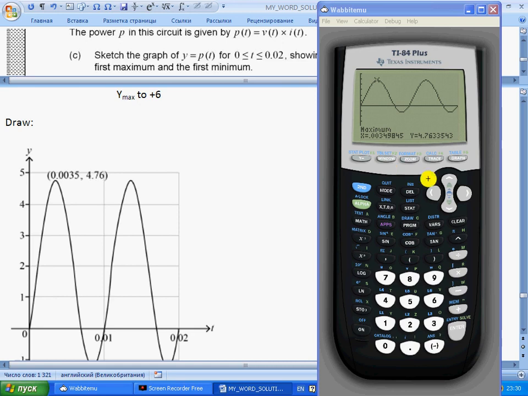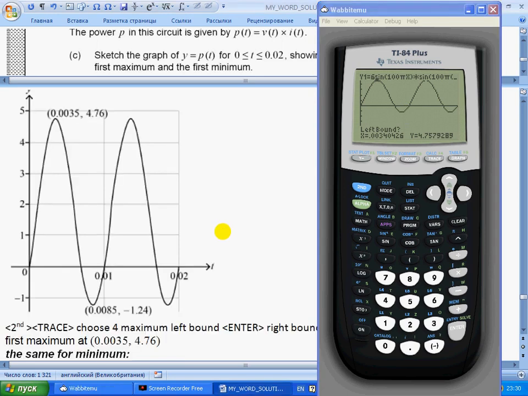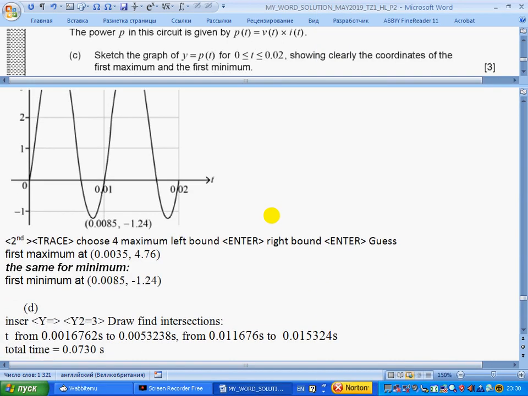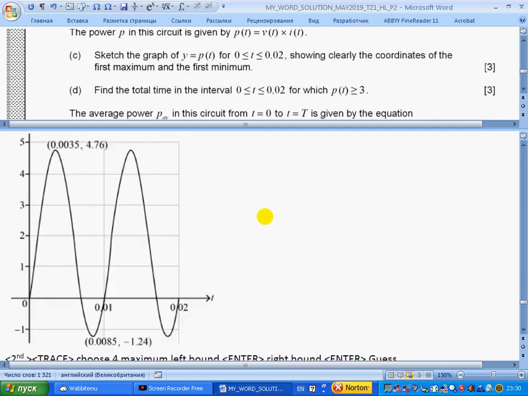In the same manner, by pressing second trace, choosing minimum, showing the left and right boundary, you can find the first minimum. Right? Okay. Let's go further. So we sketched the graph and clearly showed the coordinates of the first maximum and first minimum. So this is how it should look.